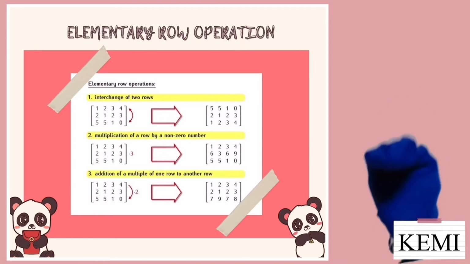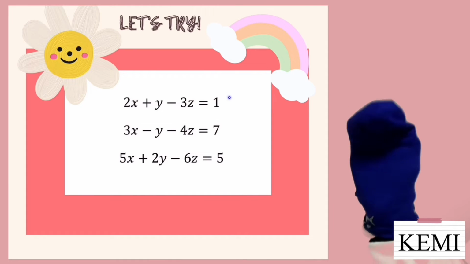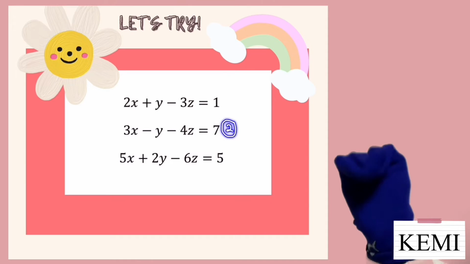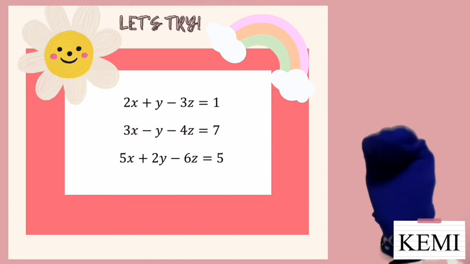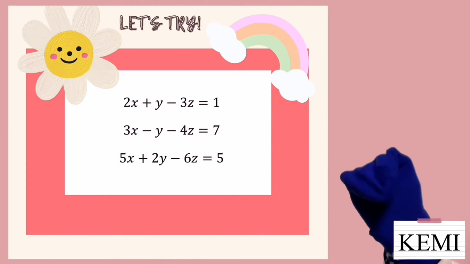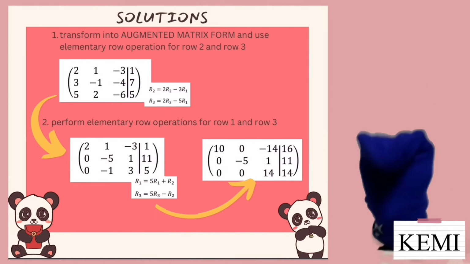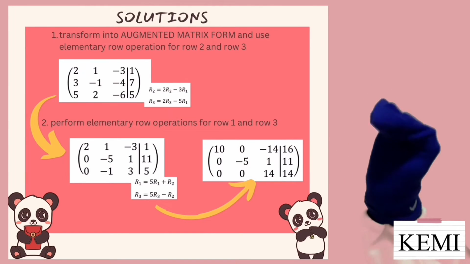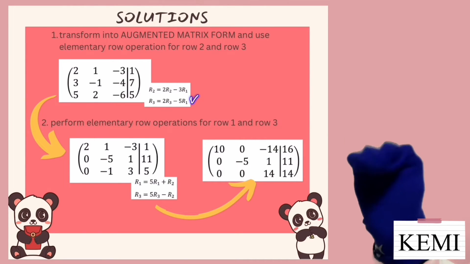So now let's try one simple question together. Here are three linear equations: 2x plus y minus 3z equals 1, 3x minus y minus 4z equals 7, and 5x plus 2y minus 6z equals 5. How can we solve this using the inverse matrix method? Firstly, we transform the linear equations into augmented matrix form and use row operations for row 2 and row 3. Here, for row 2, 2R2 minus 3R1, while for row 3, 2R3 minus 5R1.